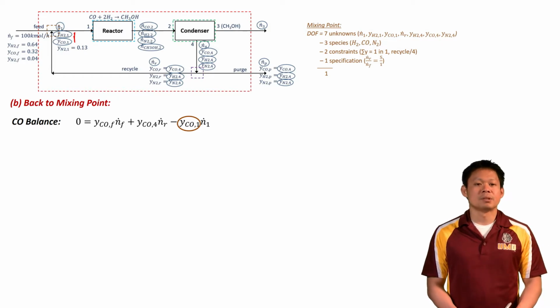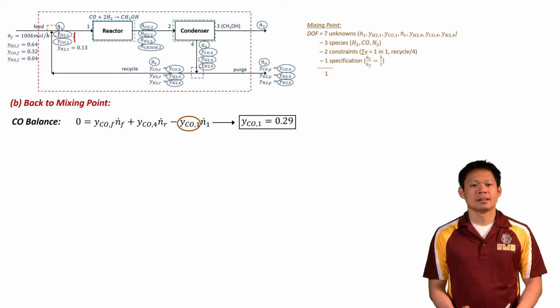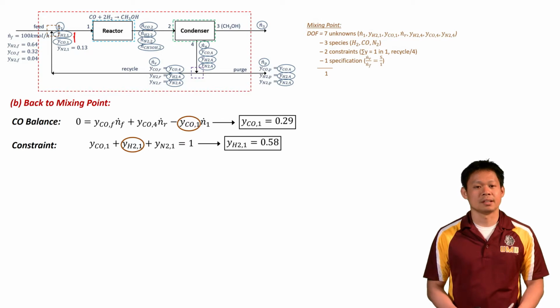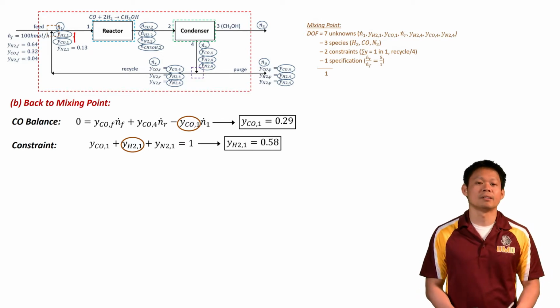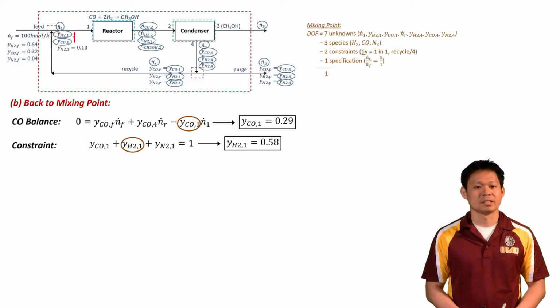So we're going to do a carbon monoxide balance, get that, and then we have a constraint to get the other mole fraction, and that's all we have. That's all we have for the mixing point.